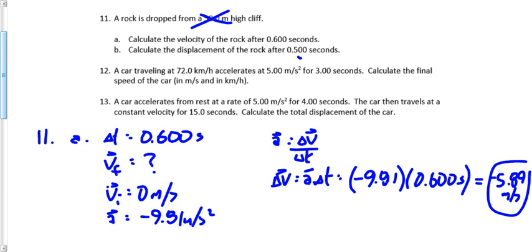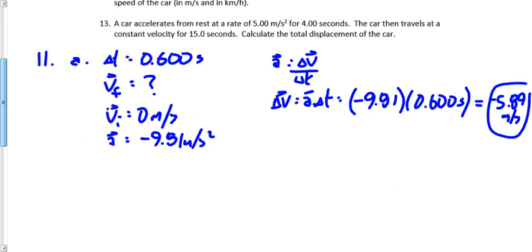So in question B, all the givens are the same except my time. And now we're looking for the displacement. You cannot use delta V there. You cannot use the same delta V you got from A. How come? 2 different times. Yeah, 2 different times. So your answer from A is not valid here.